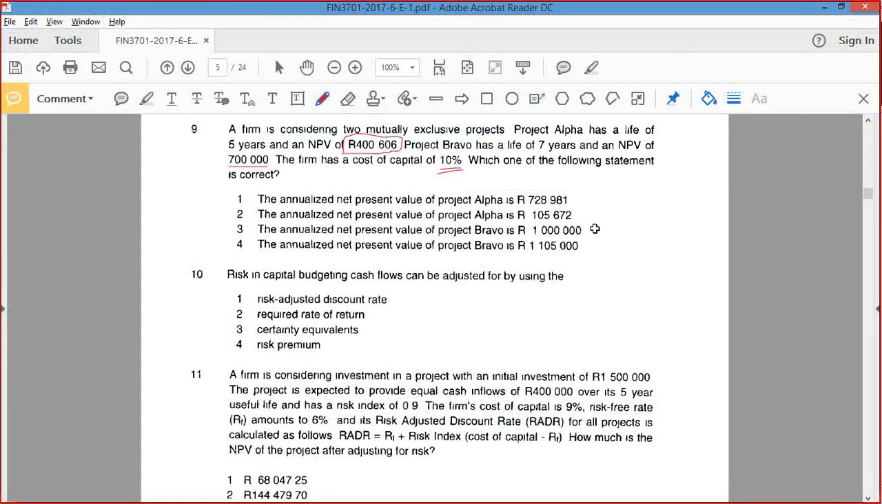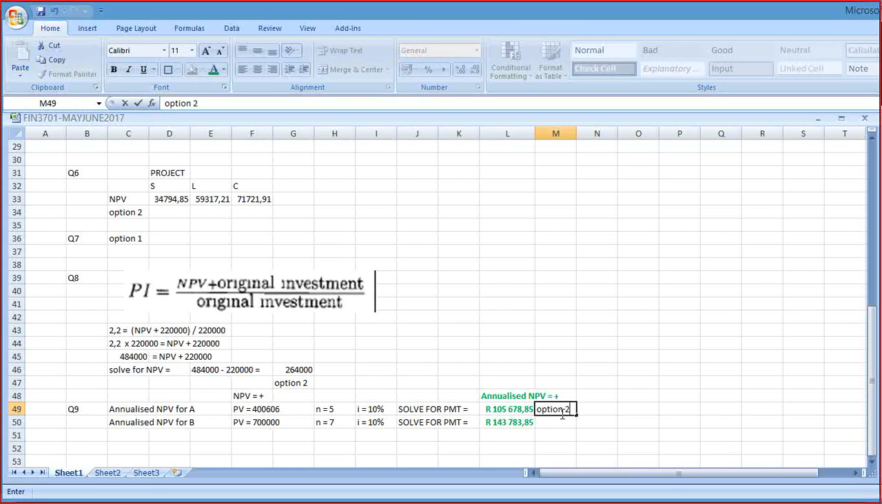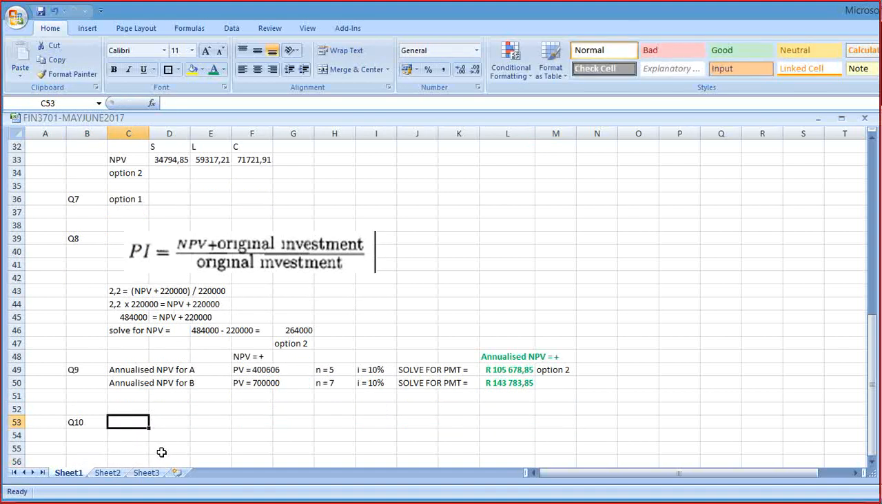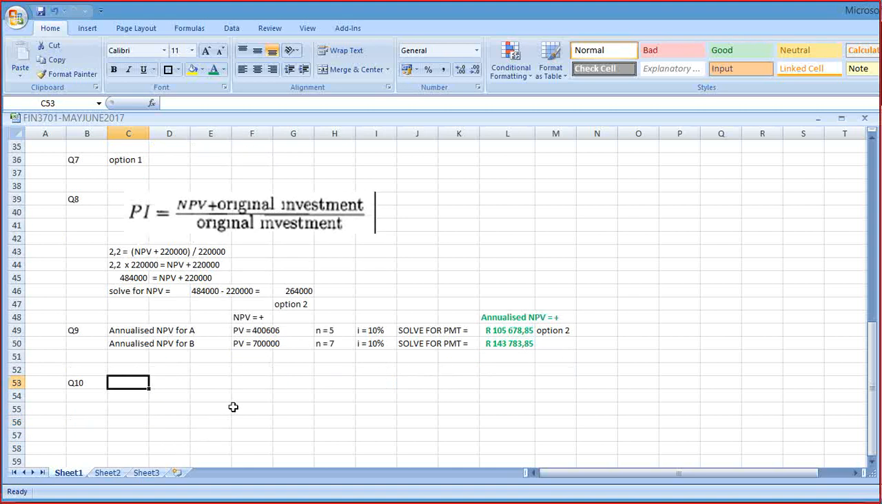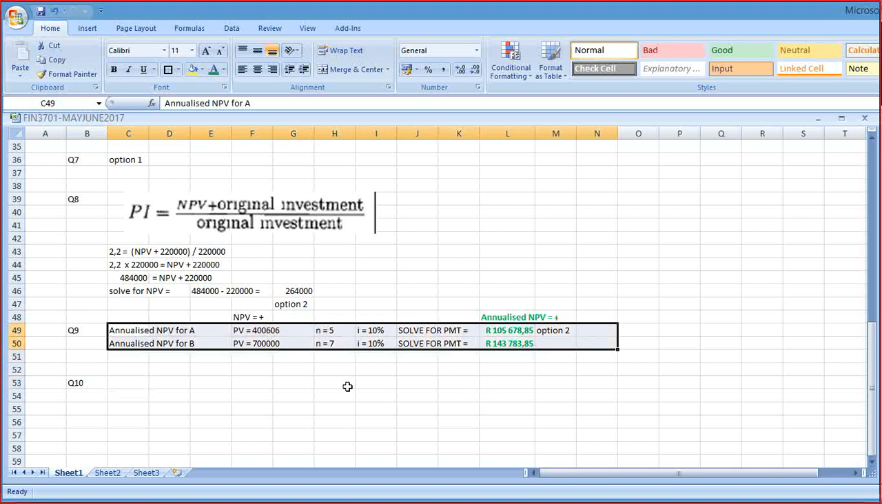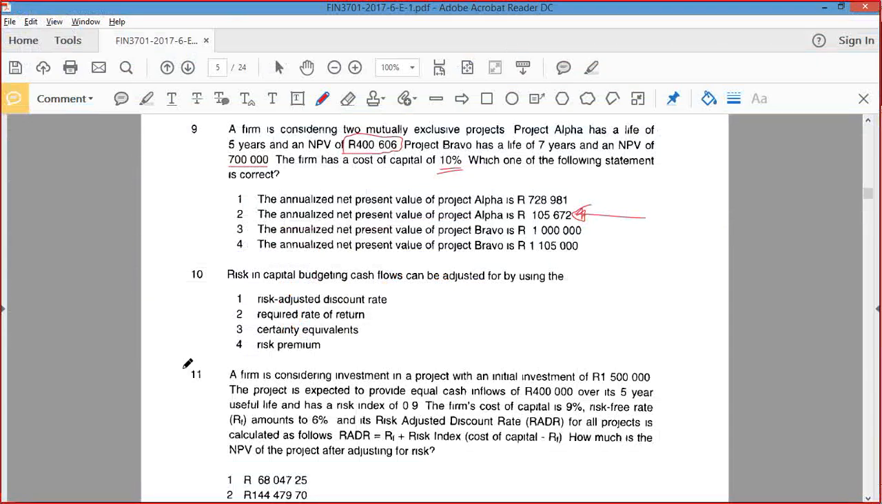105, 6, 7, 8. But the better project you select would be B, because your annualized figure is 38,000 rand a year more. Definitely. But according to the question, it was just asking you to choose the correct option in terms of what they've given you. So there is no right annualized NPV for B. Which statement is correct? The statement that's correct is 2.